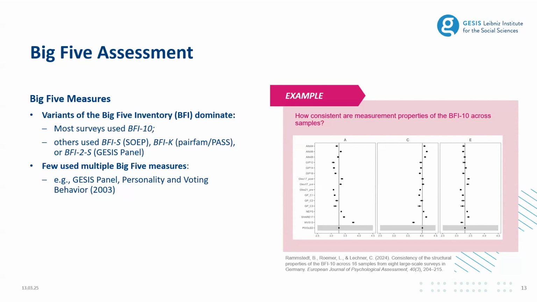And as an exemplary research question or potential that results from this information about the Big Five measures in those 25 data sets, here we took advantage of the effect that so many study programs actually focused at the same target population and using the same measure, in this case, the BFI-10. And we examined how consistent the measurement properties of the BFI-10 are across the different samples. And with a few exceptions, we found that in general, these measurement properties are quite consistent.